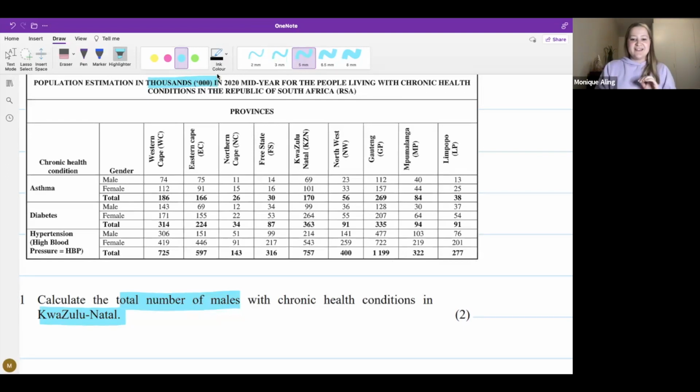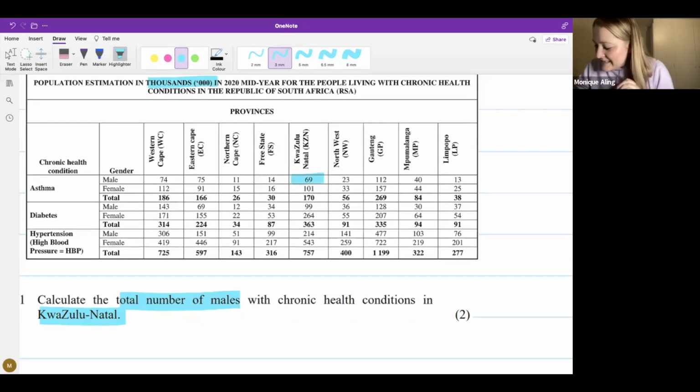Okay, 382,000. Thanks, Tiamo, for writing that out in full for us. Okay, so again, they say total number of males with chronic health conditions. So again, just reading exactly what they asked for. So that's all the chronic health conditions. They did not specify one. So now we need to go and find all the males in KZN.